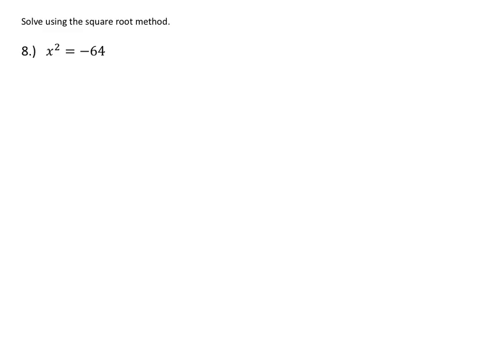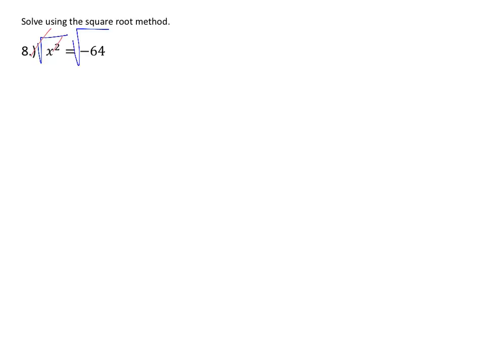To solve this equation using the square root method, we want to isolate x. So we're going to take the square root of x squared. And when we do that, we have to do the same thing on the other side of the equal sign to keep our equation equivalent. So now the square root of x squared, the squared and the square root cancel.